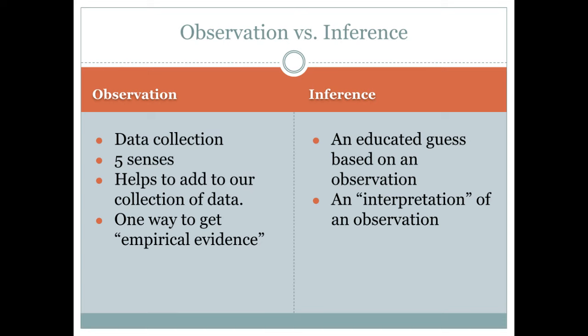Now, I just mentioned observations a little bit, but in case you didn't know, an observation is one type of data collection. We usually use our five senses for it. So maybe you could see something or taste or smell or hear or feel something and make an observation about it to help describe. When we make an observation, that helps to add to our collection of data. And it is one way to get empirical evidence.